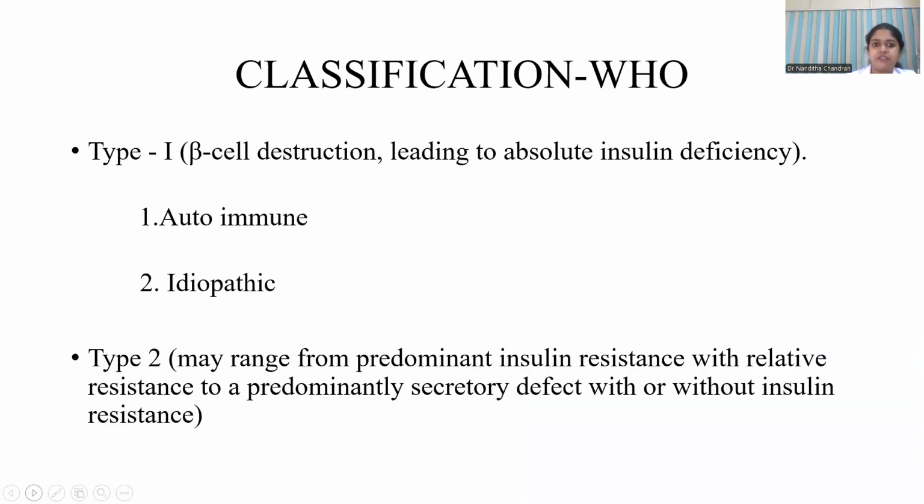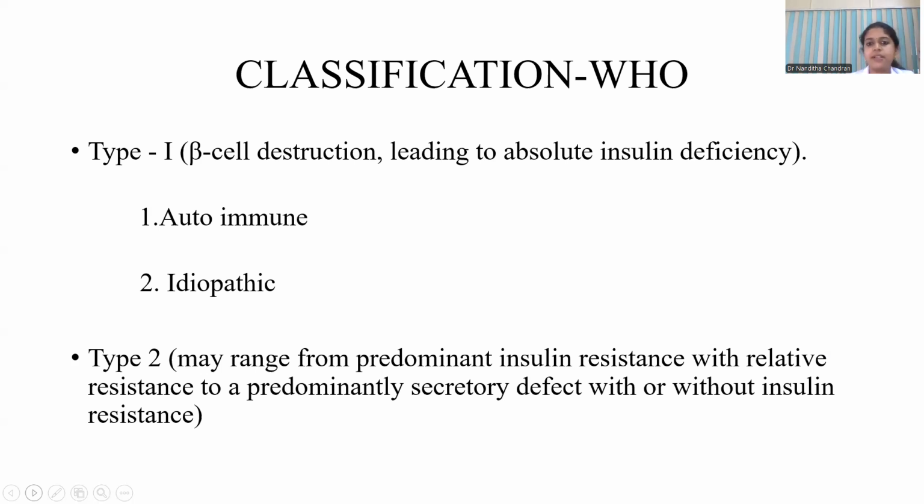So how do you classify? The World Health Organization has classified diabetes as two types. Basically, that is type 1 and type 2. Type 1 is also called insulin dependent diabetes. This type of diabetes is mainly seen in younger individuals. It is caused due to the destruction of the beta cells of the islets of Langerhans of the pancreas, which are the cells which produce insulin.